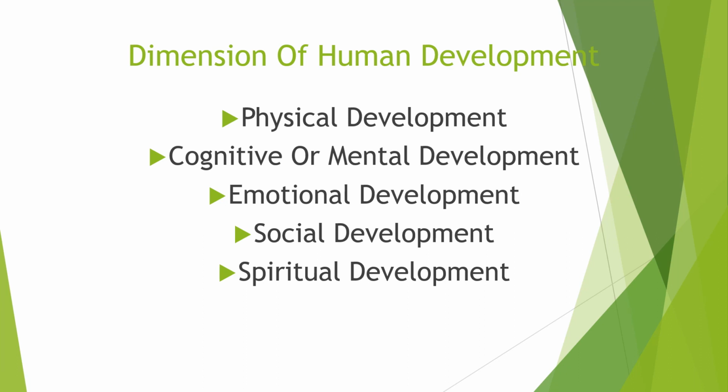Okay, now let's go to the dimensions of human development. Number one dimension of human development is physical development. Physical development refers to the growth and development of body parts to make the body have an ability to perform certain functions for certain skills.